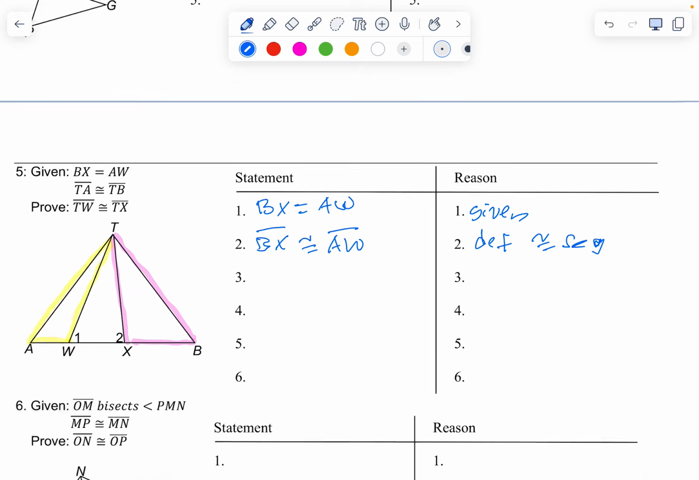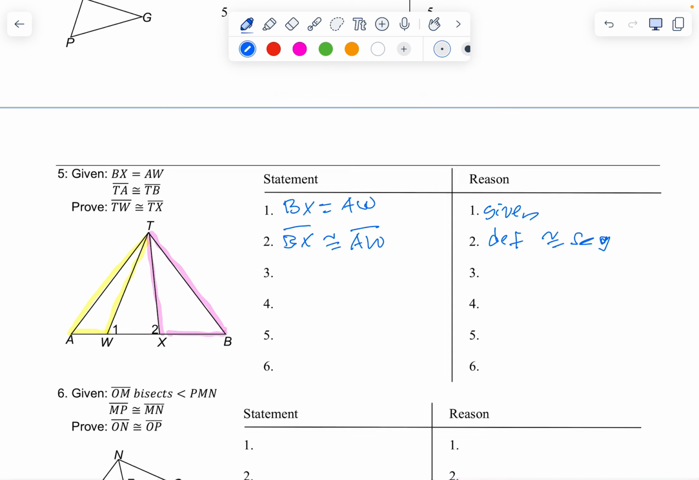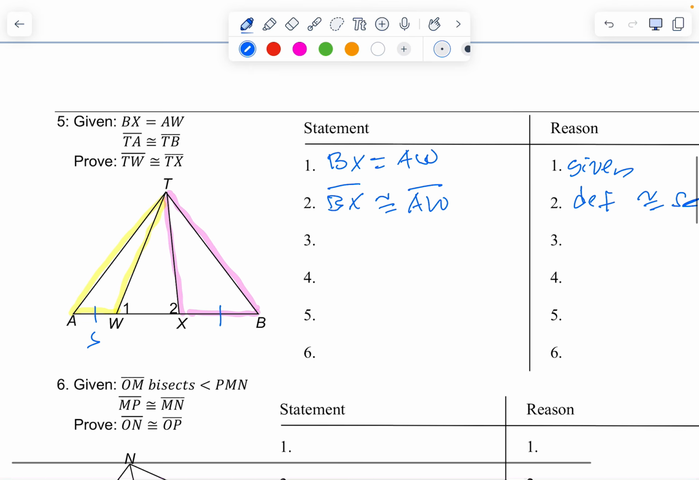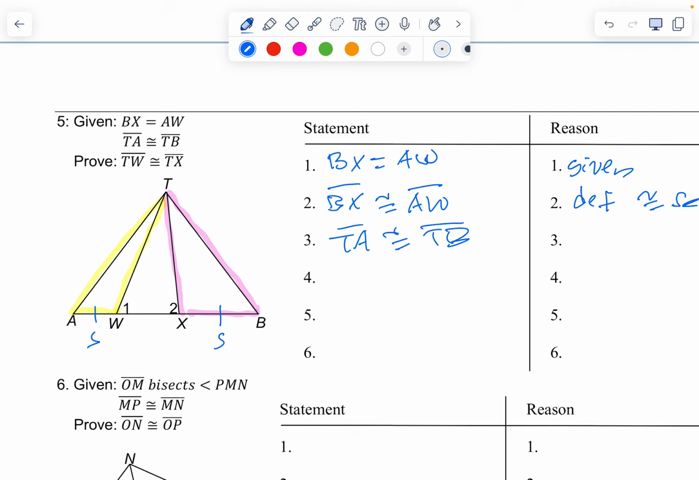Okay, so now let's go ahead and notate. We have BX right here, AW right here. What am I going to write next to that tick mark? S as my side. Very good. My next given, TA, is congruent to TB. And that's also by the what? Given. So TA is right here, TB is right here. And we're also going to write what letter? S as in side.